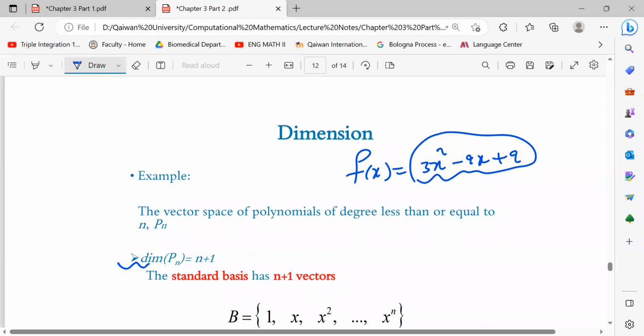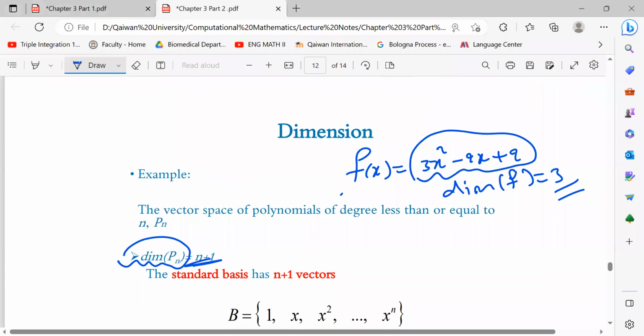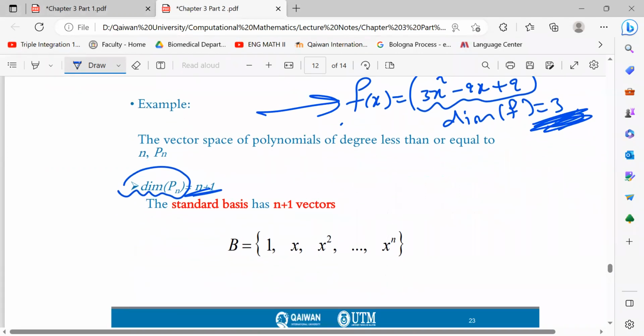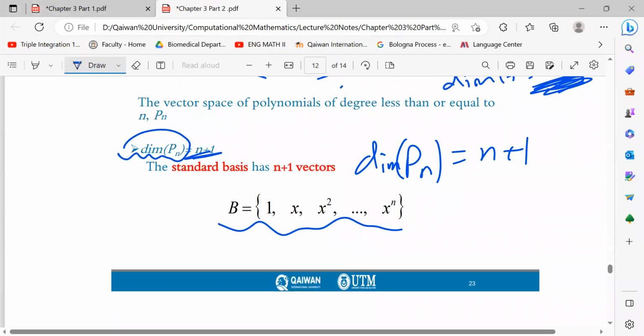So the dimension of Pn is n plus 1. The dimension of this polynomial is 3, because it's the highest degree plus 1. For a polynomial of degree n, Pn, its dimension is n plus 1. We always add 1 to the degree of the polynomial. Here, as you see, we have the terms 1, x, x squared, up to x to the power n.